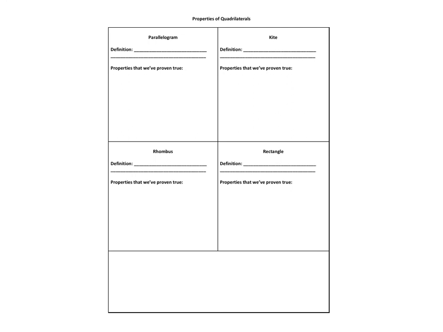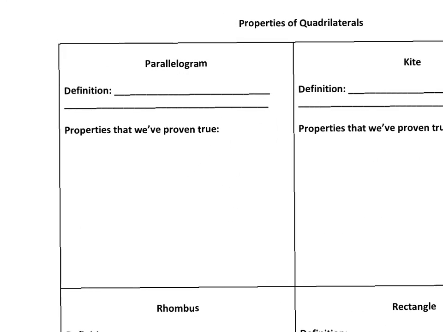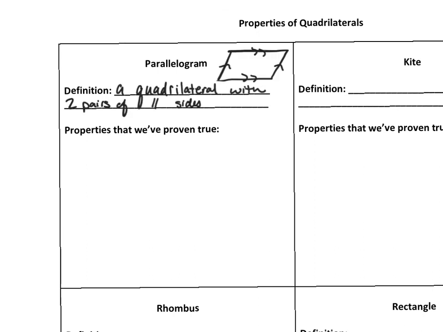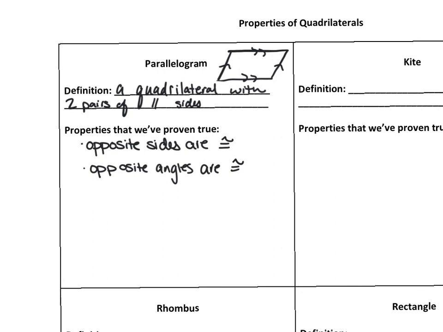Okay, so let's take a minute and let's record these properties. We're going to be studying these for quite a bit, so we want to make sure that we get the information right and record it in a safe spot where we can keep it handy. So I went ahead and filled in the definition. A parallelogram is a quadrilateral with two pairs of parallel sides. And now let's add the properties that we've proven. We've proven that opposite sides are congruent and also that opposite angles are congruent.